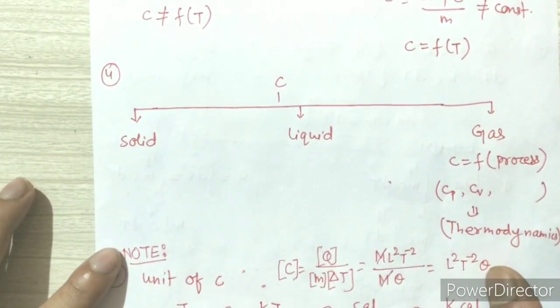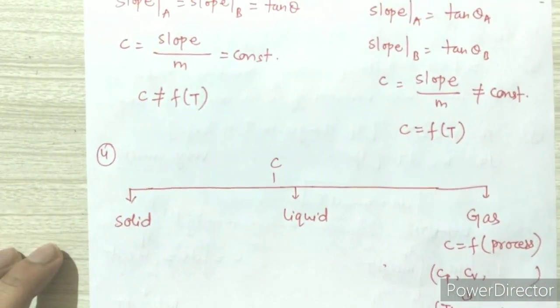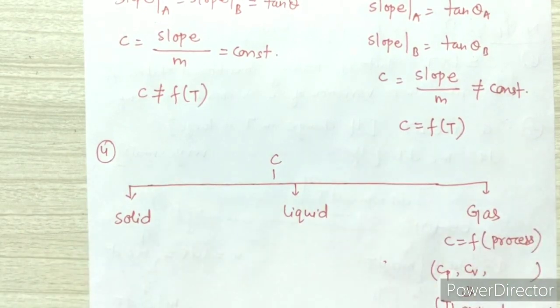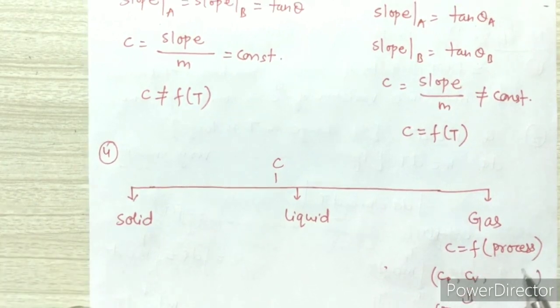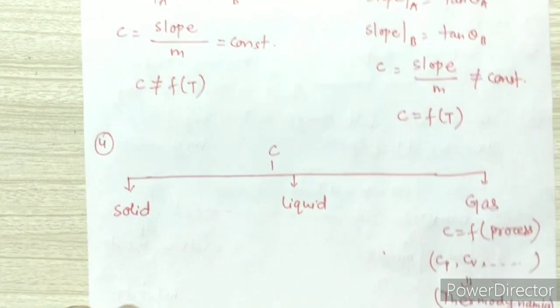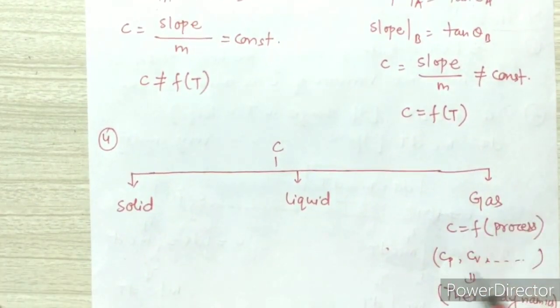Now see the next point. Specific heat is defined for all three states of matter: solid, liquid and gas. For gas, specific heat capacity is a function of the process. As we know, it can be Cp, specific heat at constant pressure, or Cv, specific heat at constant volume. For different processes, specific heat is different. And this part we will learn in thermodynamics.